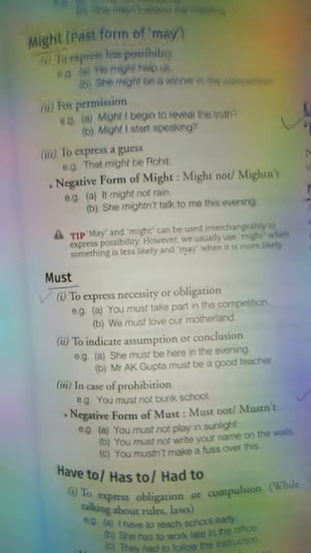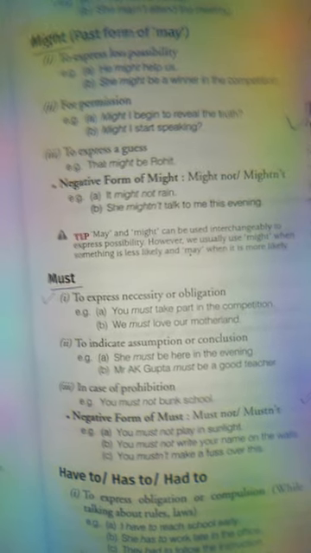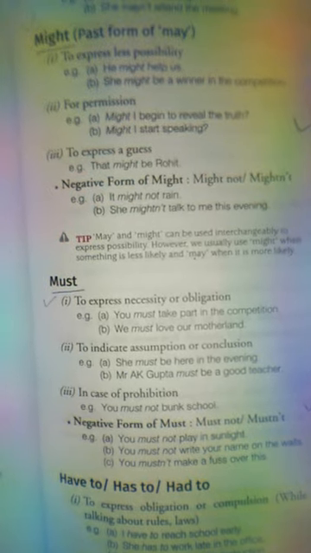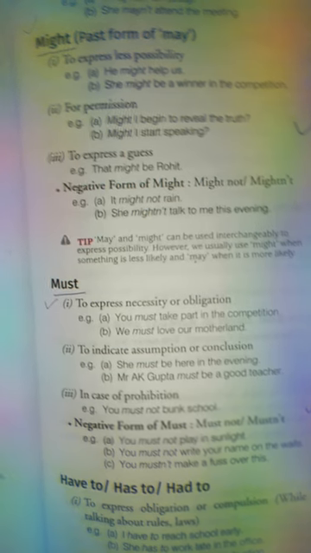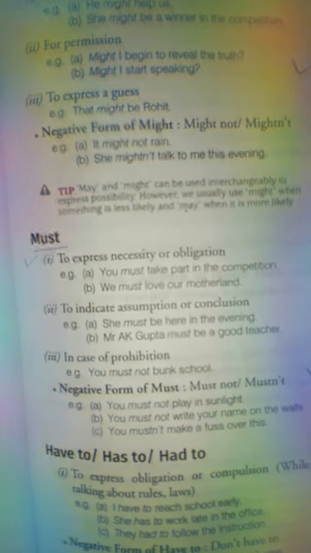Means she can be a winner, she can't be. So chances are not brighter as well. For permission, might is also used. "I begin to reveal the truth." "Might I start speaking?" in the rarest cases as well. To express a guess as well: that might be Rohit. Negative, as well. Now it's all about must.